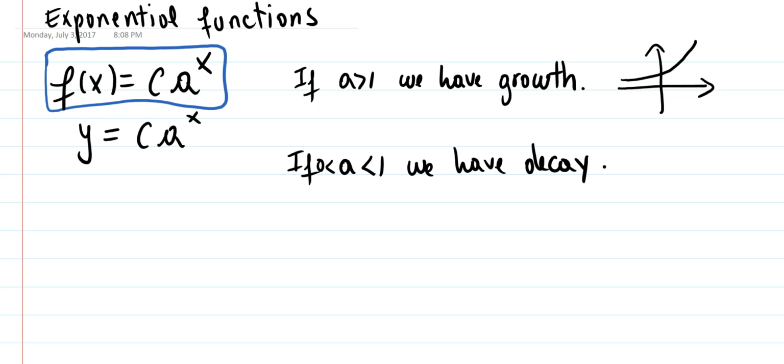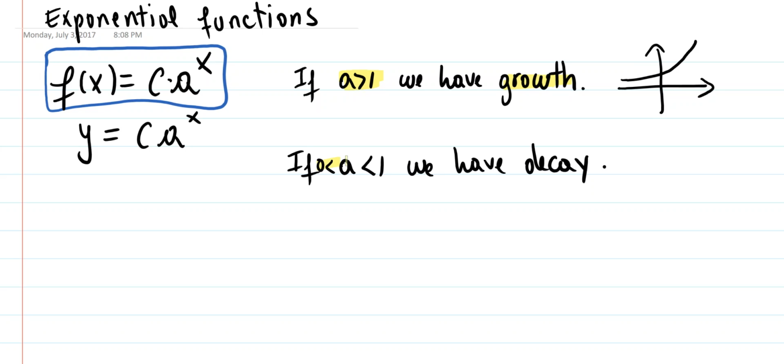Okay, so let's review a little bit of the exponential functions. So you saw that an exponential function looks of the form y equals c times a to the x. Just like a linear function is y equals mx plus b, an exponential function looks like this. And if a, which was called the factor, is greater than 1, we have a growth, and this is how the graph looks. The function is increasing.